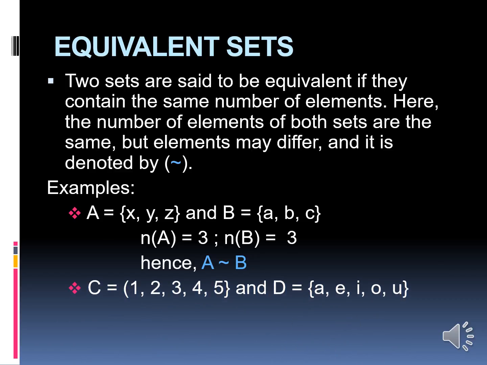Another example, we have C, which has the elements 1, 2, 3, 4, 5, and D has the elements A, E, I, O, U. The cardinality of set C is 5, meaning it has 5 elements. And the cardinality of set D is also 5, meaning it also has 5 elements. So, by symbol, we say C is equivalent to D.